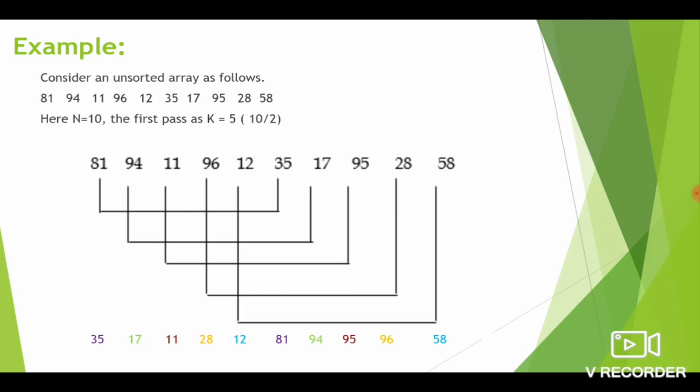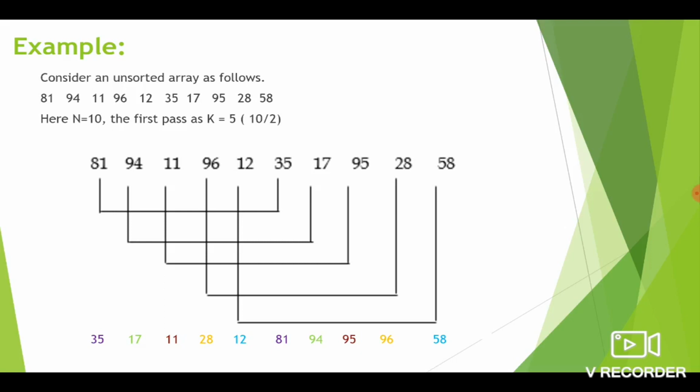That is, the first element is compared with the fifth element from the first element. Similarly, each and every element is compared with the fifth element from that element. For example, 81 is compared with 35, 94 is compared with 17, 11 is compared with 95, 96 is compared with 28, 12 is compared with 58. If needed, then you can perform swapping.